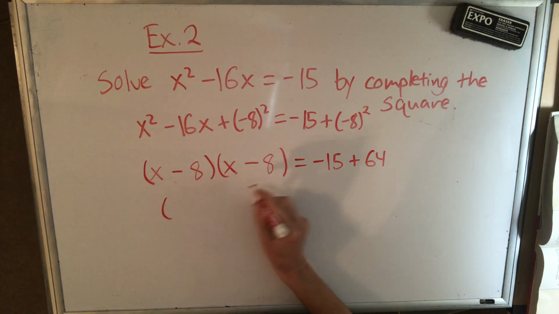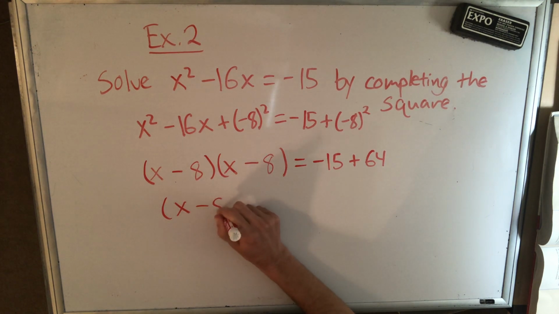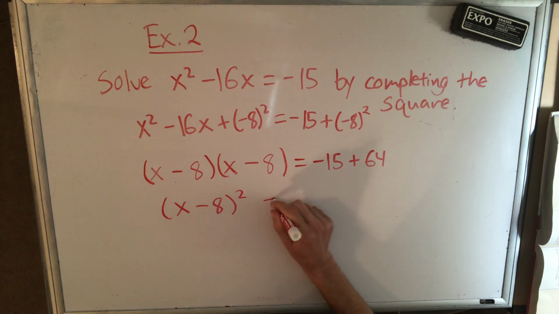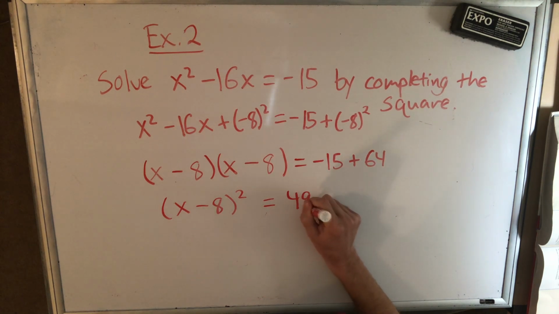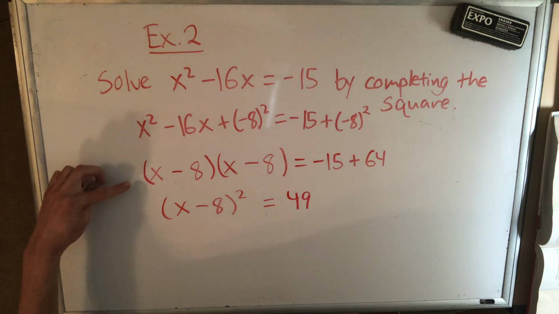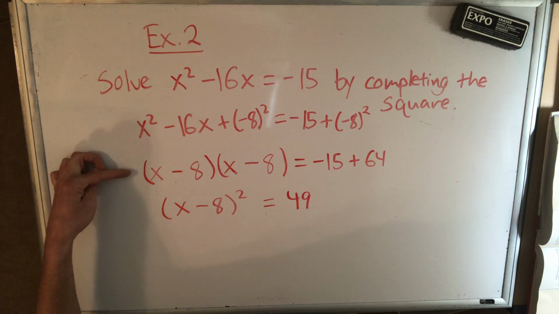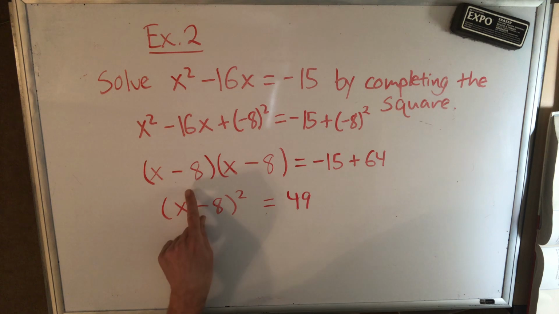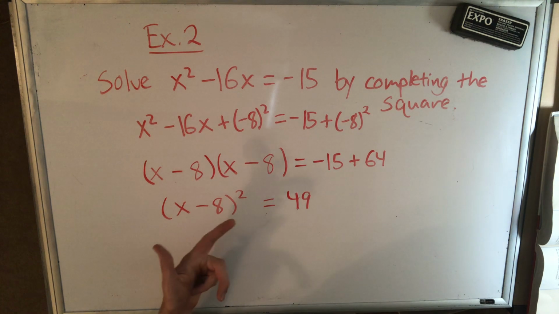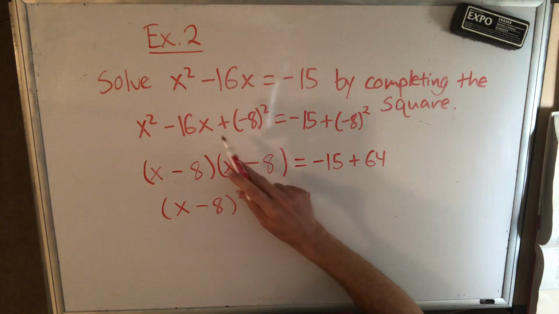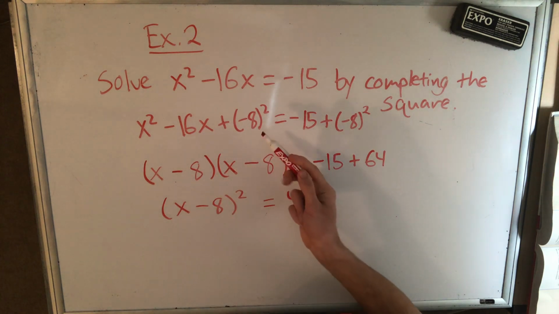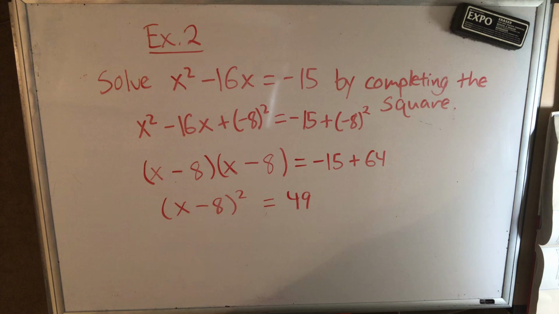And 2x minus 8 multiplied together is x minus 8 to the second power. Negative 15 plus 64 is 49. And of course, you can check to see if this was factored correctly by using FOIL to do x minus 8 times x minus 8 and combining the like terms, and you would see you would get x squared minus 16x plus 64, which is what negative 8 squared is equal to, of course.